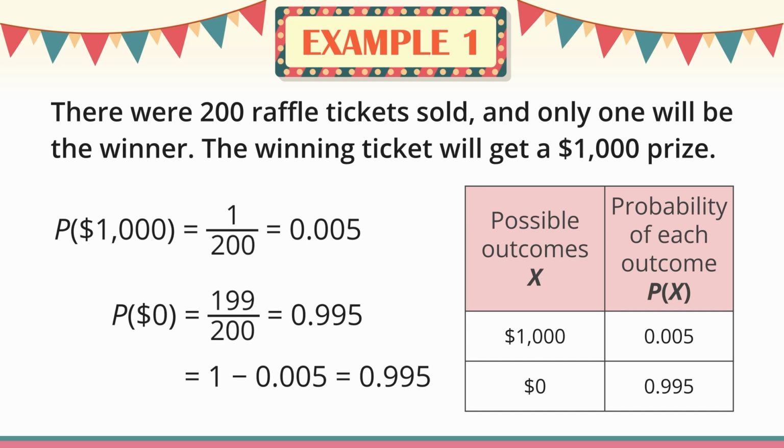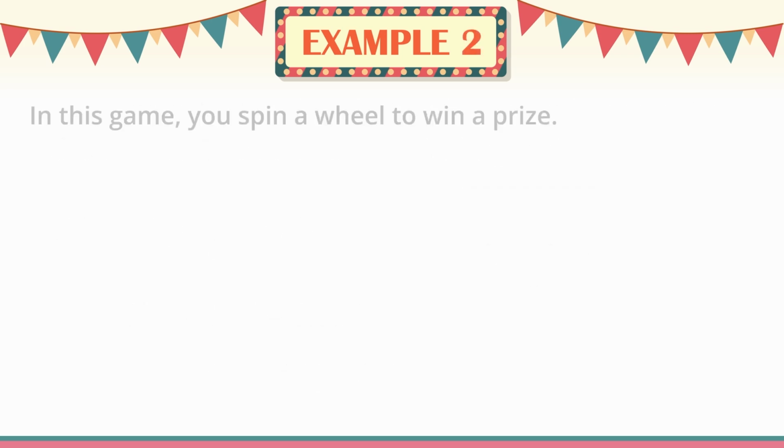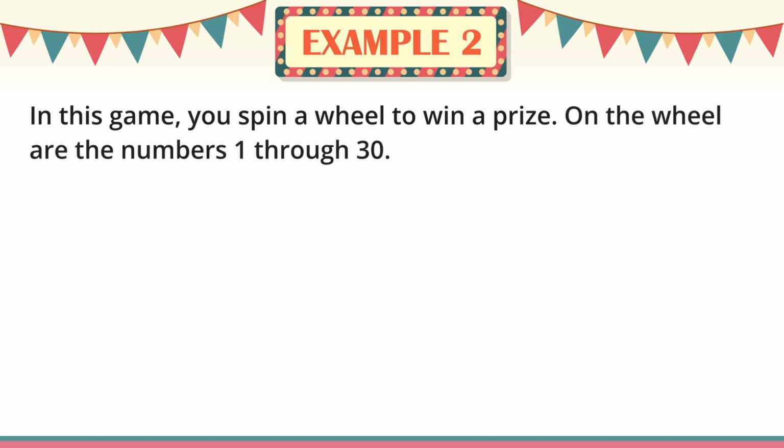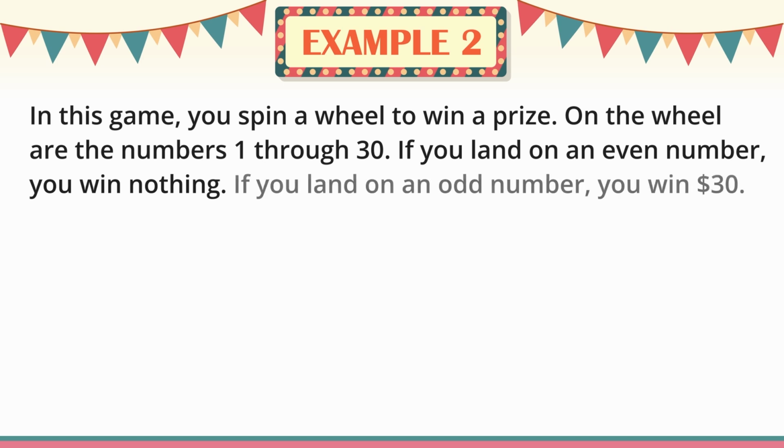Cool! We've just created a probability distribution. The chances of winning this raffle are pretty low. Let's take a look at another game at the carnival and see if it has better odds. Our next stop at the carnival is a game where you spin a wheel to win a prize. On the wheel are the numbers 1 through 30. If you land on an even number, you win nothing. But if you land on an odd number, you win $30.